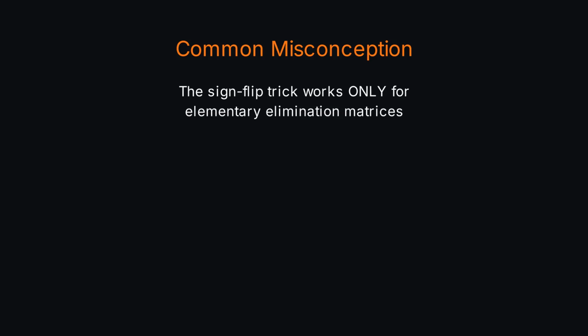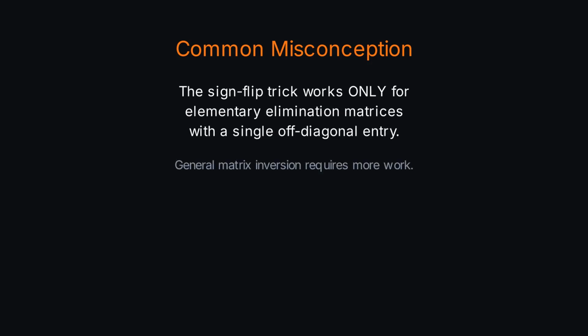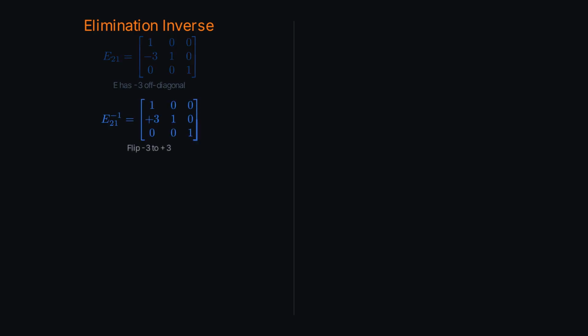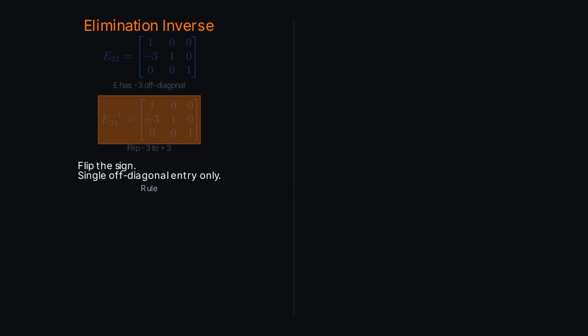One common misconception is that finding any matrix inverse is this easy. The sign flip trick works only for elementary elimination matrices with a single off-diagonal entry. General matrix inversion requires more work. So this is a special shortcut, not a general rule. Let's highlight this on the left panel. Recall that E has negative 3 in the off-diagonal position, and E inverse simply flips that to positive 3. The rule is flip the sign, and it works only for a single off-diagonal entry. A warning, this does not work for general matrices.